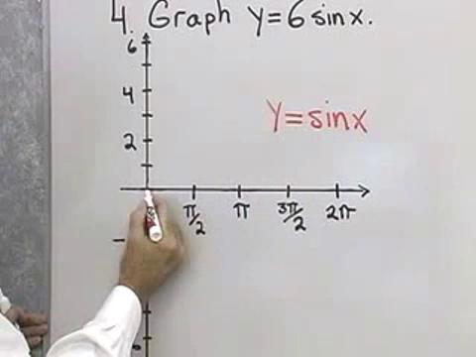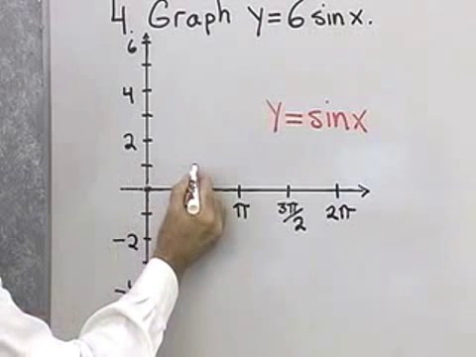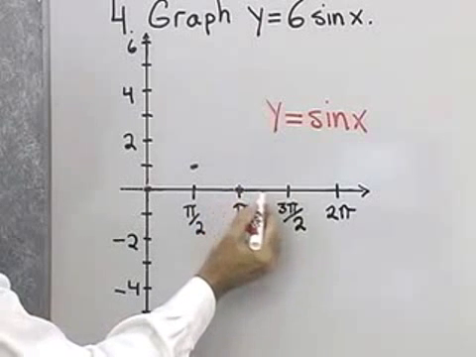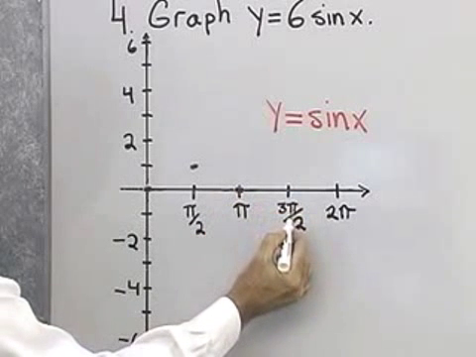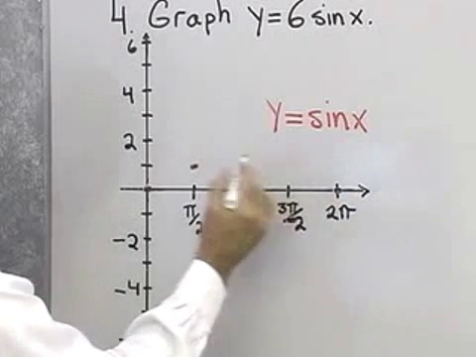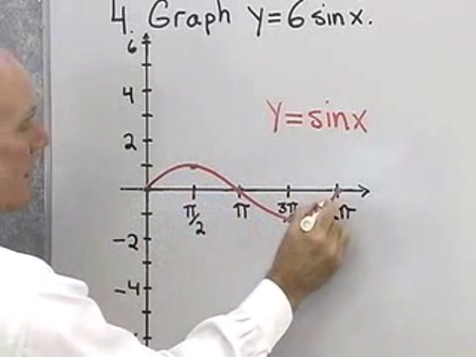I know when x is 0, sine x is 0. When x is pi over 2, the sine of x is 1. When x is pi, sine x is 0. 3 pi over 2, sine x is negative 1. I'll put that right there. And then back up to 0. So a quick sketch of y equals sine x will look like this.